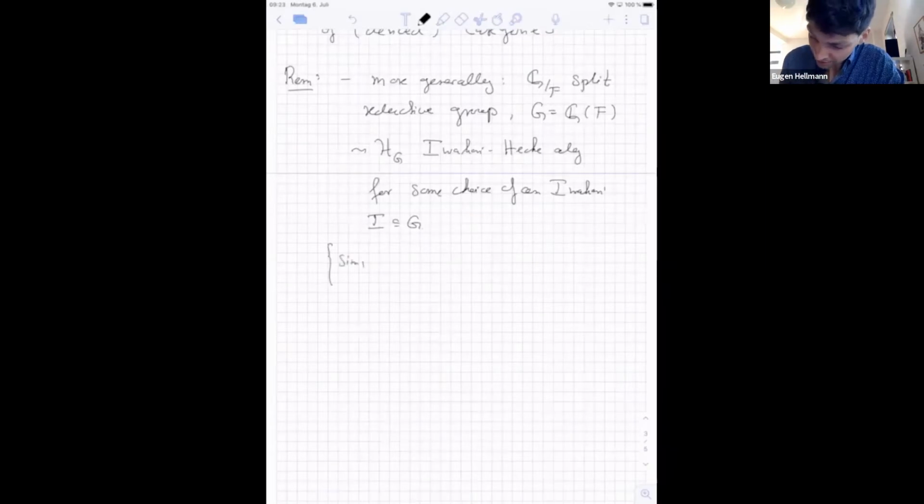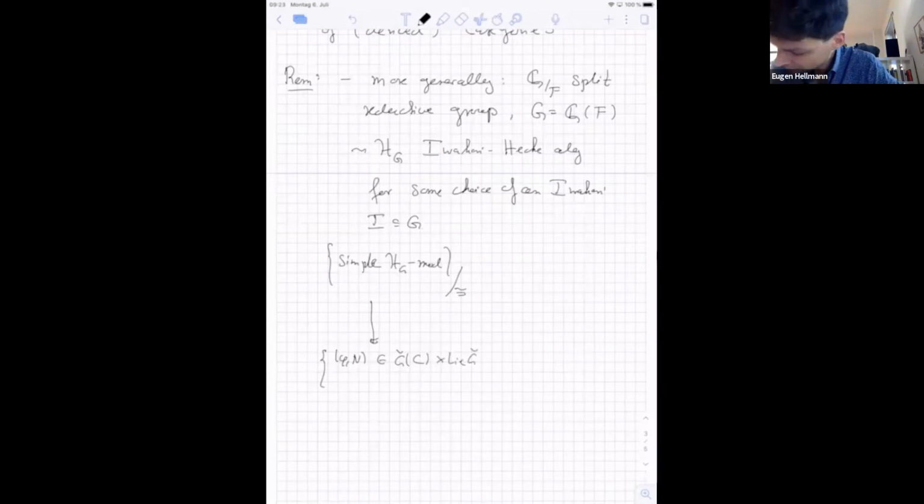And then very similar to above, you want to parameterize the isomorphism classes of simple modules over the Hecke algebra using pairs (phi, n). So here you start with (phi, n), and where are these living now? They are living in a group G check times its Lie algebra, where G check over C is the so-called dual group of G.